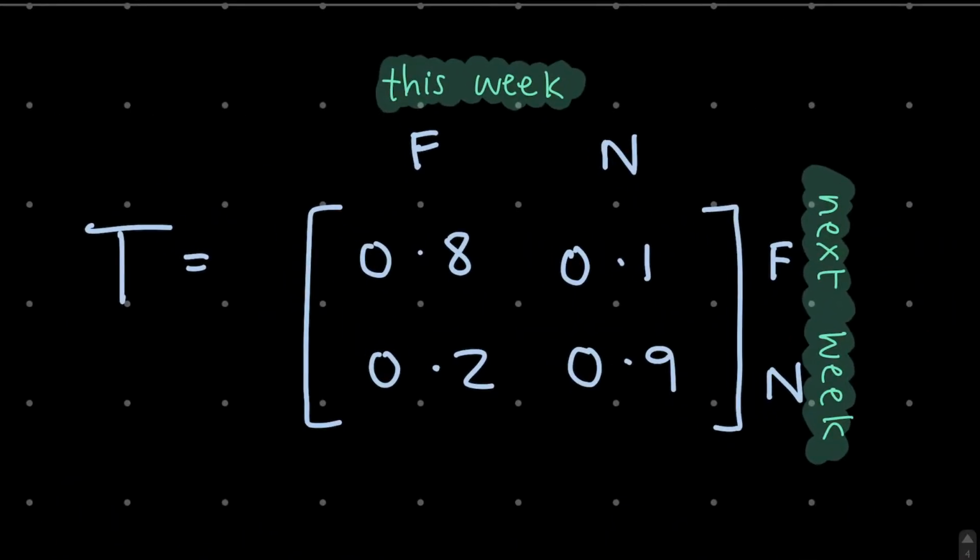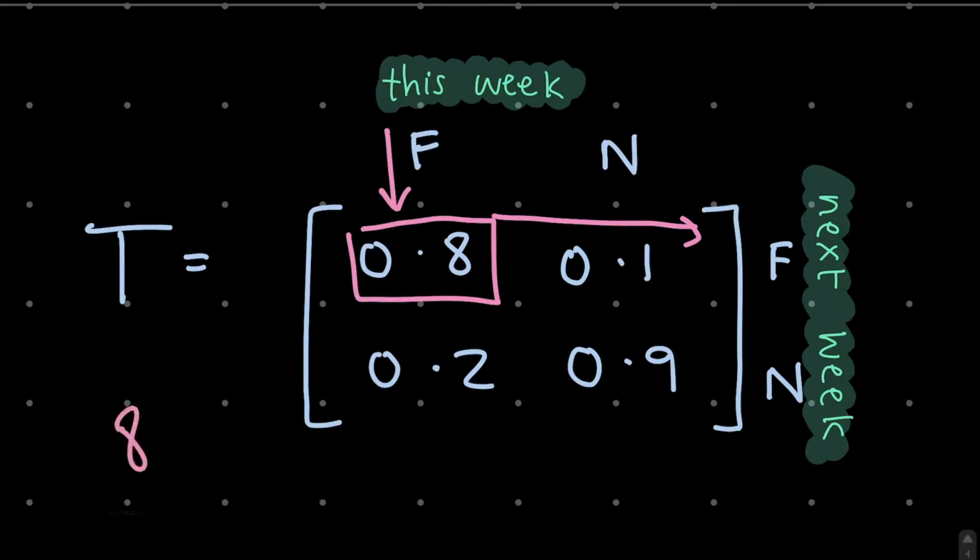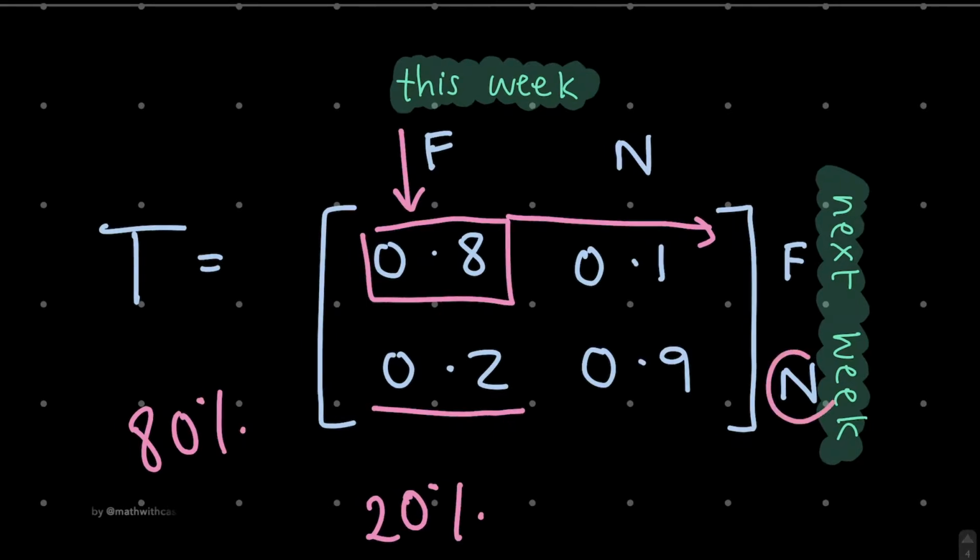Okay, so for someone to borrow a fiction book this week and to borrow a fiction book next week, we're looking at this element here, which is 0.8, meaning 80%. So 80% of people who borrow fiction this week will borrow fiction next week. Now, the element just underneath, 0.2, that relates to 20%. So that's saying people that borrow a fiction book this week, 20% are going to borrow a non-fiction book next week.